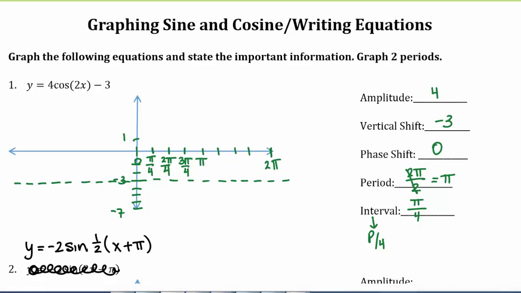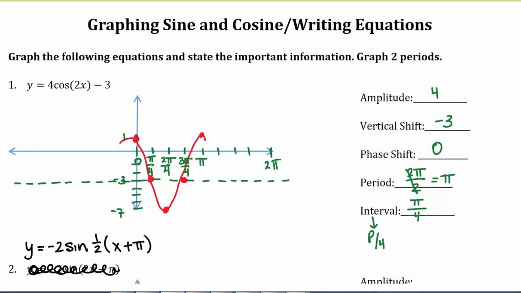So this is a positive cosine, so it needs to start at the max. Next point it'll be at the middle, then at the bottom, in the middle, back to the top. So we have a positive cosine curve. Okay? So that's one period. And then I'm going to continue on in the second one.